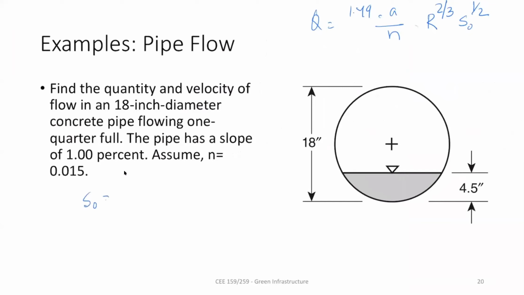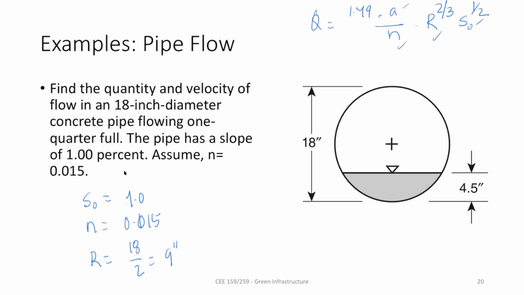S0 is 1.0. n equal to 0.015, that's the friction. So that means 1.5% of the fraction would be. Then the radius is given. The pipe is an 18-inch diameter, so the radius will be 18-inch divided by 2, so that's 9-inch. And slope is given, n is given, area is also given.